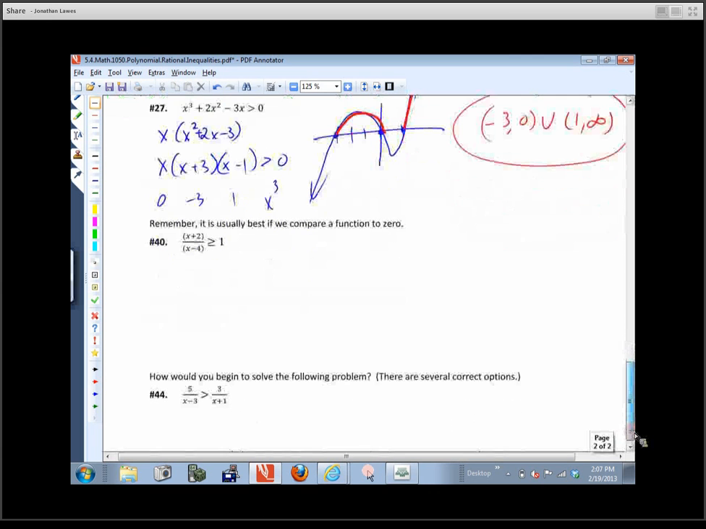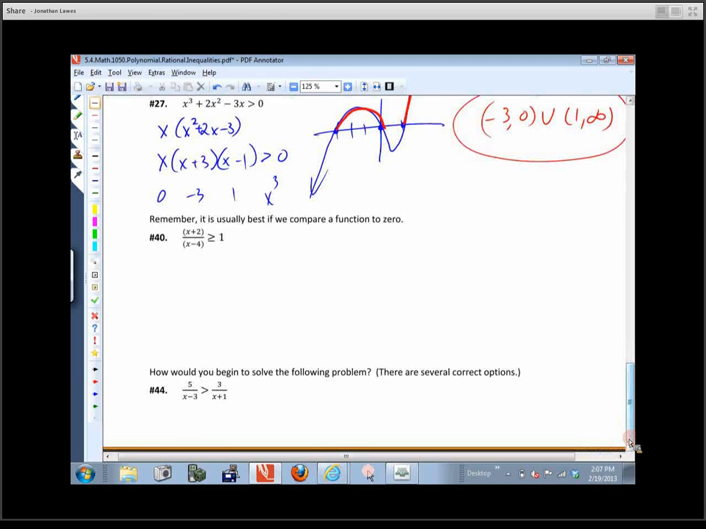Okay. Then let's take a look at the last two on here because they're a little bit different. McKay, what's wrong with 40? It's not set equal to 0. Okay, so the first thing we want to do, we always want to compare to 0. That's always going to make our life a little bit easier. So this is going to be x plus 2 over x minus 4, minus 1, still greater than or equal to 0.